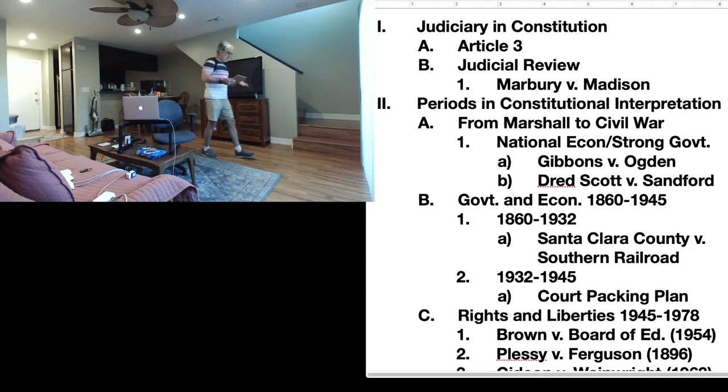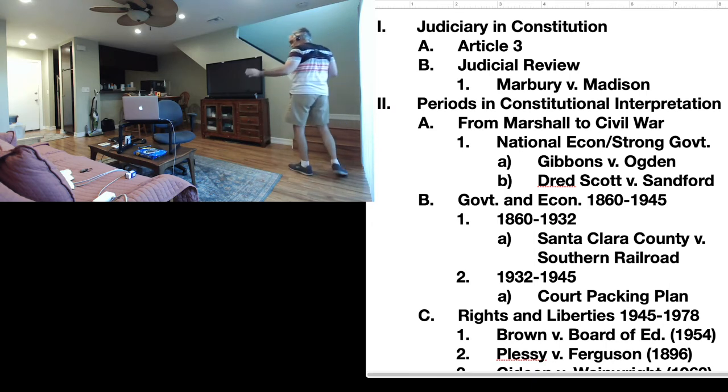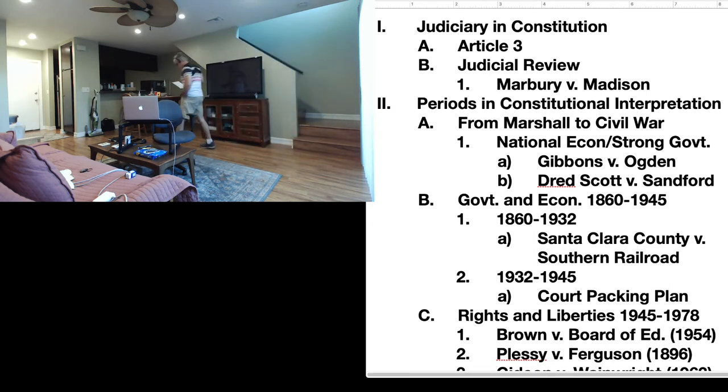Let me give you another example. This one is more recent. When the COVID-19 pandemic, the coronavirus pandemic, began, states in California and in New York started placing restrictions on people congregating in places of worship, churches, synagogues, mosques. Why? Because they wanted to reduce the transmission of the virus.